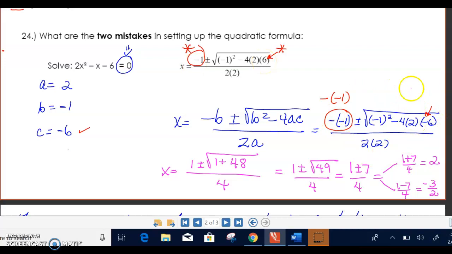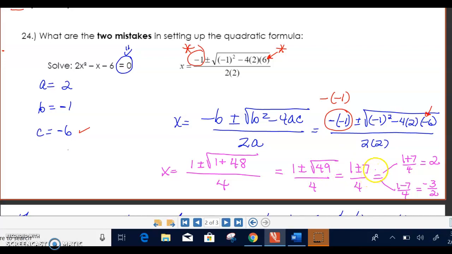We have our setup correctly, and if you go through the process of simplifying that expression, the negative 1 squared is a positive 1 under the radical. The negative 1 is a positive 1 up front. And the negative 4 times the 2 times the negative 6 gives me a positive 48. You've got to be real careful with your signs. Well, 1 plus 48 is 49 under the radical, and 49 is a perfect square, which gives me 7. Square root of 49 is 7.